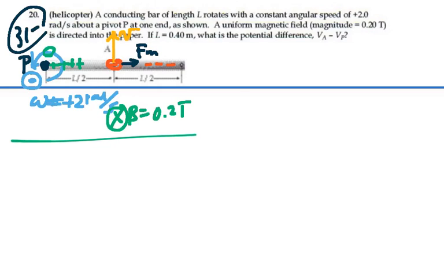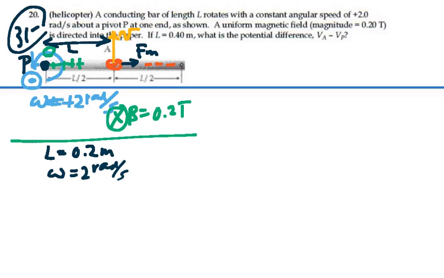Our L in this case is going to be the distance to point A, and that's going to just be half the distance of the whole rod, so that's going to be 0.2 meters. Of course, angular velocity is 2 radians per second, and magnetic field is 0.2 Tesla.